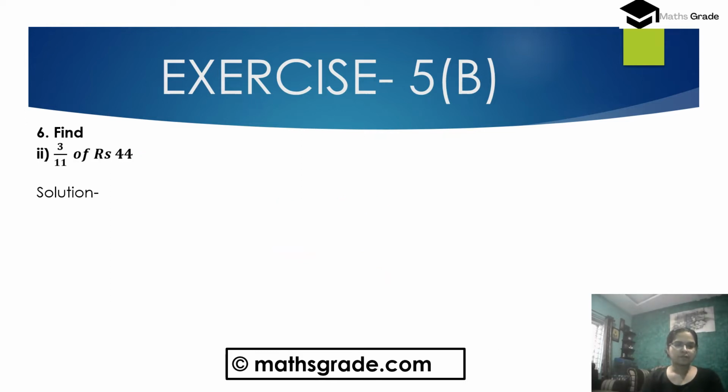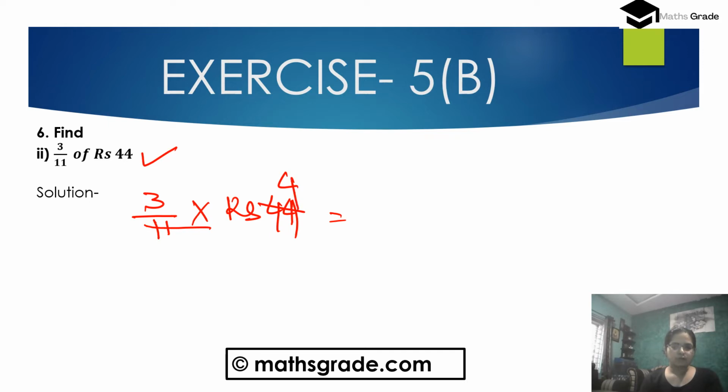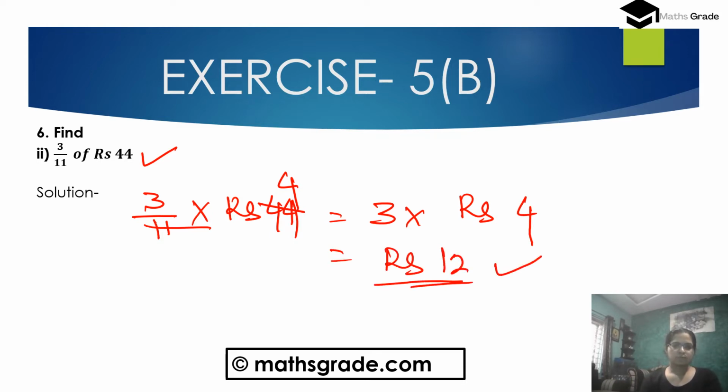Now second bit, 3 divided by 11 of 44 rupees. Now 3 divided by 11 multiplied with 44 rupees. Now we have to divide 44 with 11. If we multiply 11 with 4, we get 44. Now we have to multiply 3 with 4 rupees. And 3 multiplied with 4 is 12 rupees. So value of 3 divided by 11 of 44 rupees is 12 rupees.